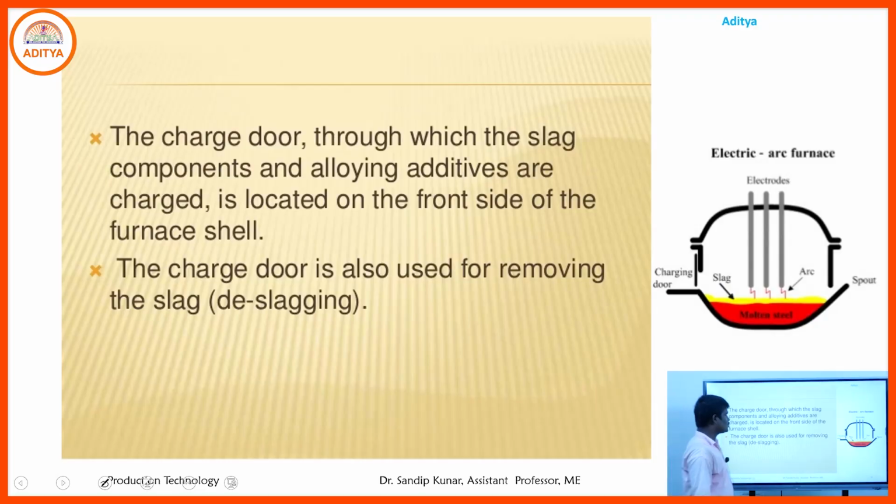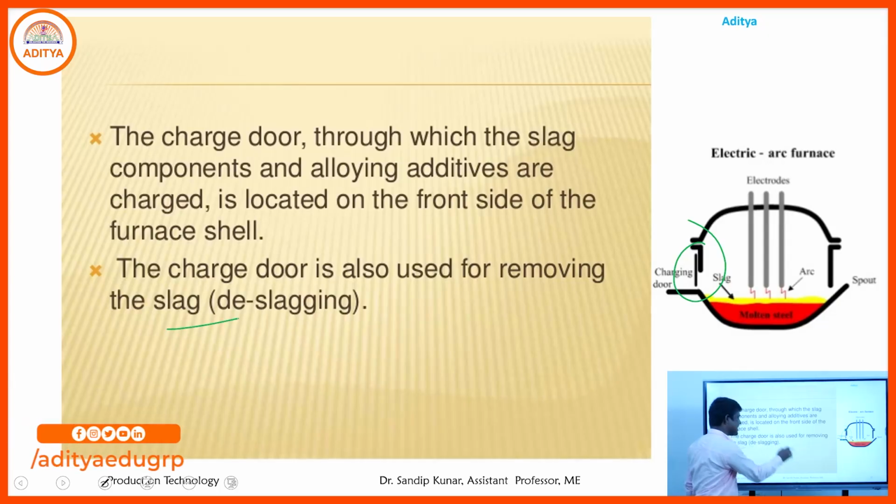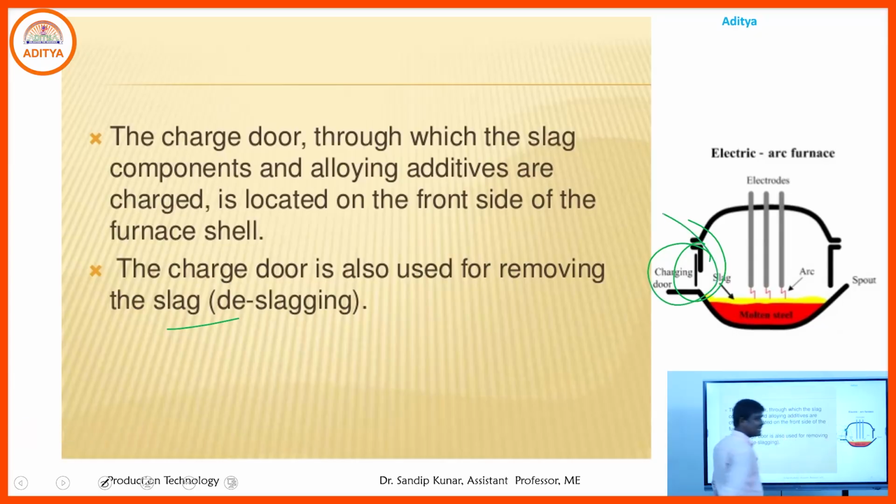Through the charging door, the components and alloying additives are charged. The charging door is located at the front side. Through the charging door we send the alloying elements and additives. The charging door is also sometimes used for removing the slag.